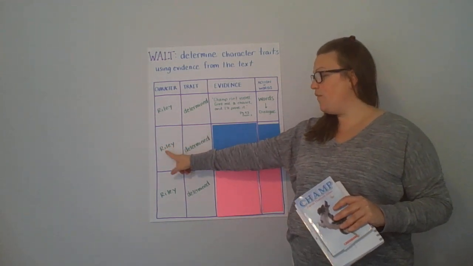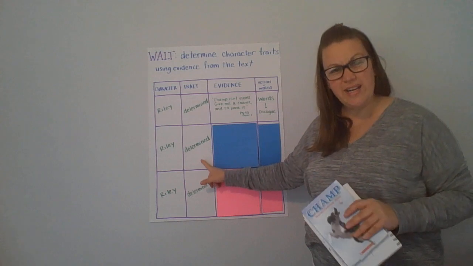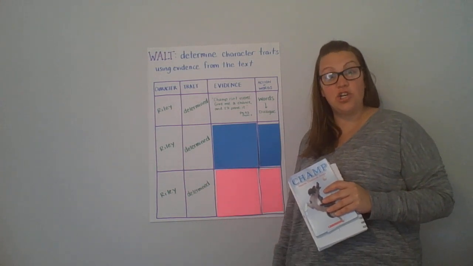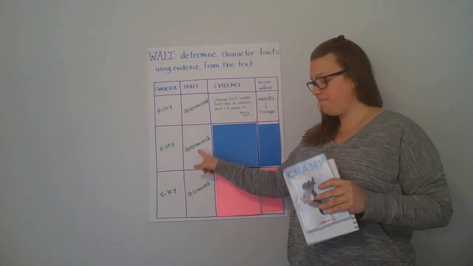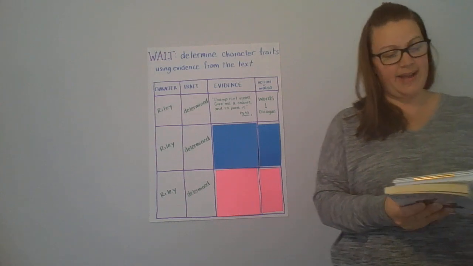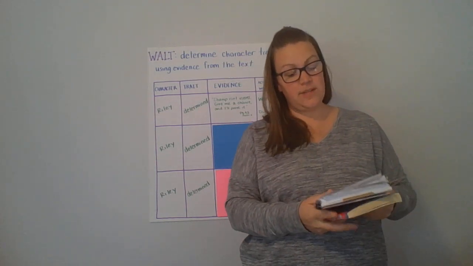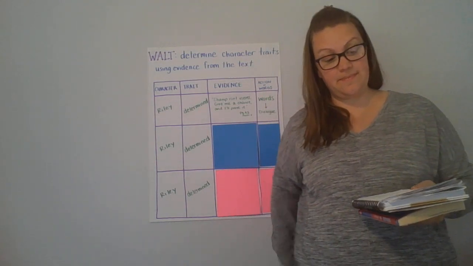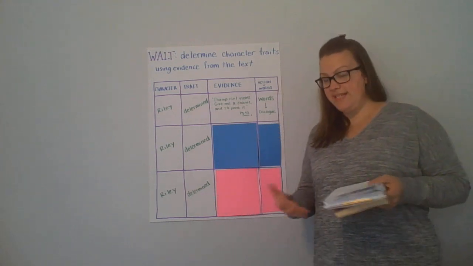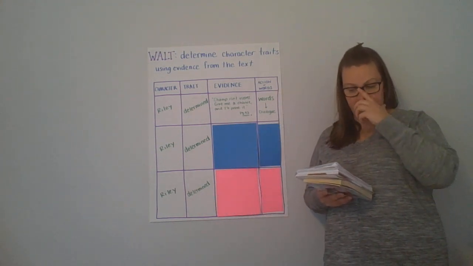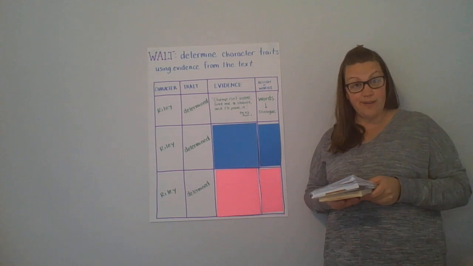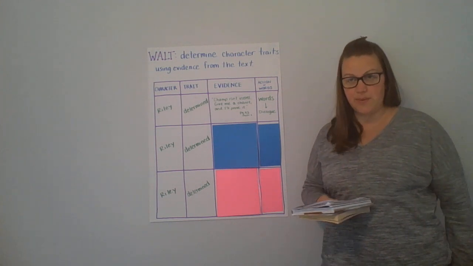So we know that we're focusing on Riley. We're trying to find ways that he is determined. I want us to think back to chapter 7. Riley's mom and dad, even though they're not thrilled about it, decide to let Champ stay in the house because he's distracting all the neighbors with his barking.